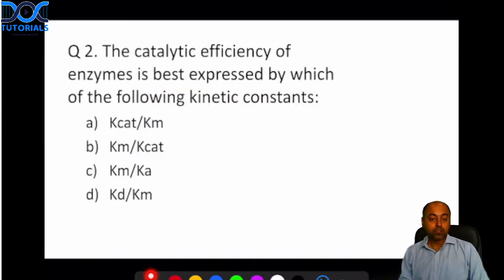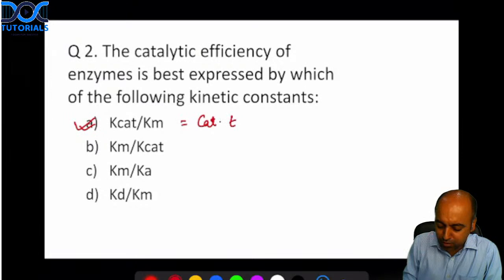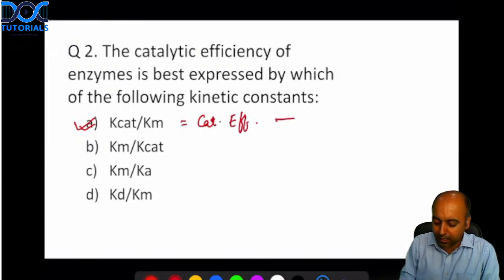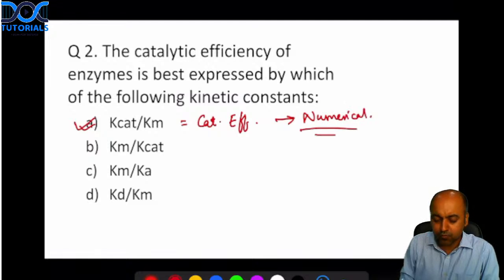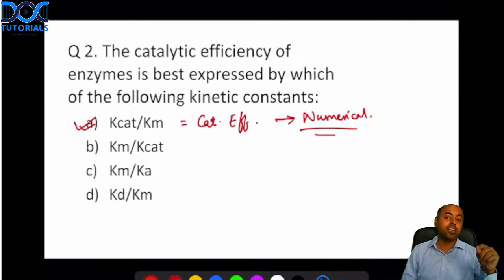Okay, so another very important question: the catalytic efficiency of an enzyme is best expressed by which of the following kinetic constants? Here you have to remember the catalytic efficiency is described using the formula kcat by Km. They've even given a numerical from this, which we don't have in this test, but a numerical has been asked based on kcat by Km, which describes the catalytic efficiency.